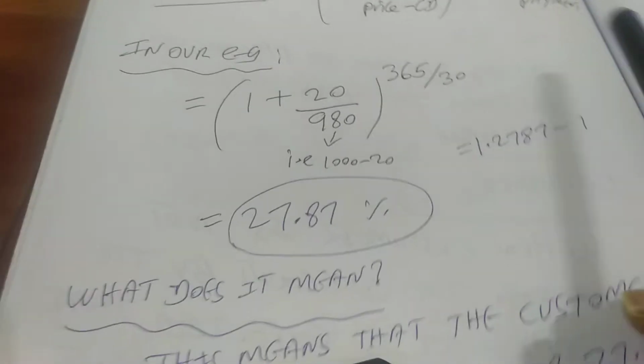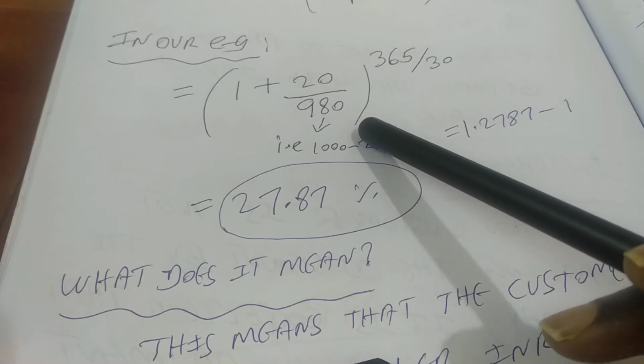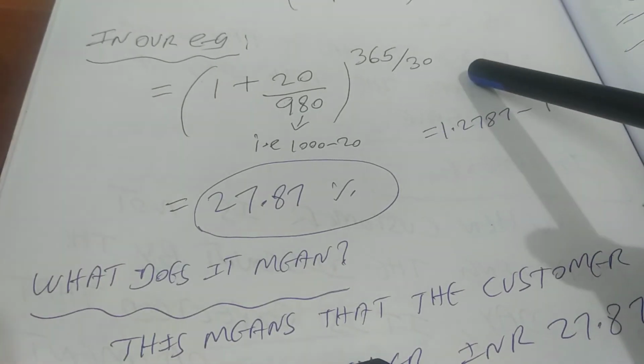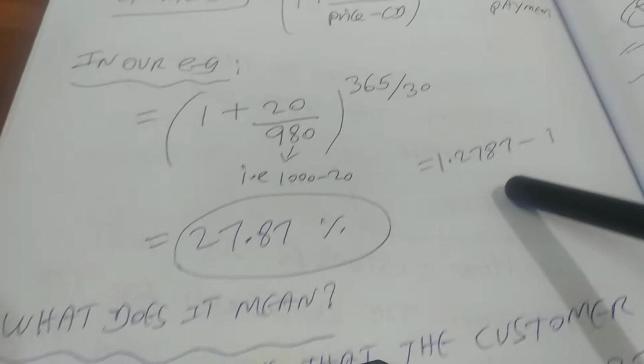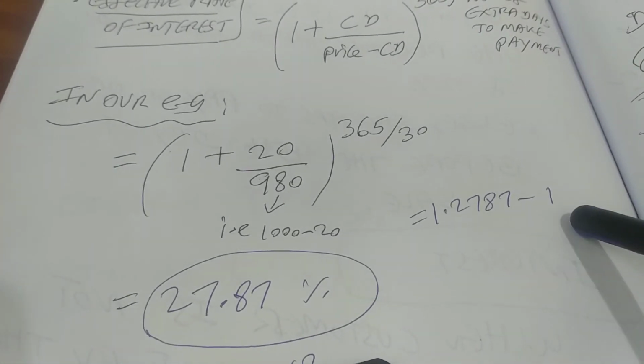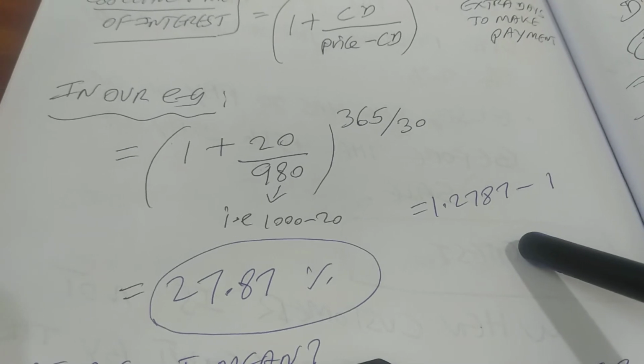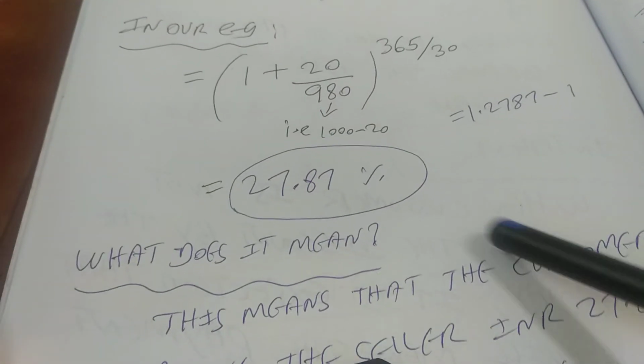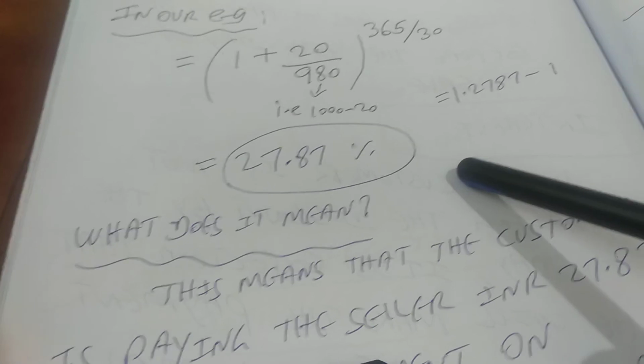So that means 1 plus 20 by 980 to the power of 365 by 30, right? So what you are getting is 1.2787 minus 1, because you have to convert this into percentage, right? So that means the effective rate of interest is 27.87%, right?